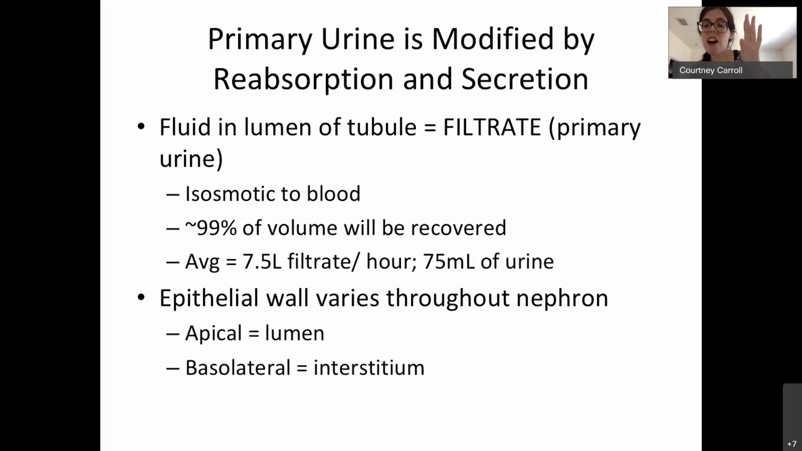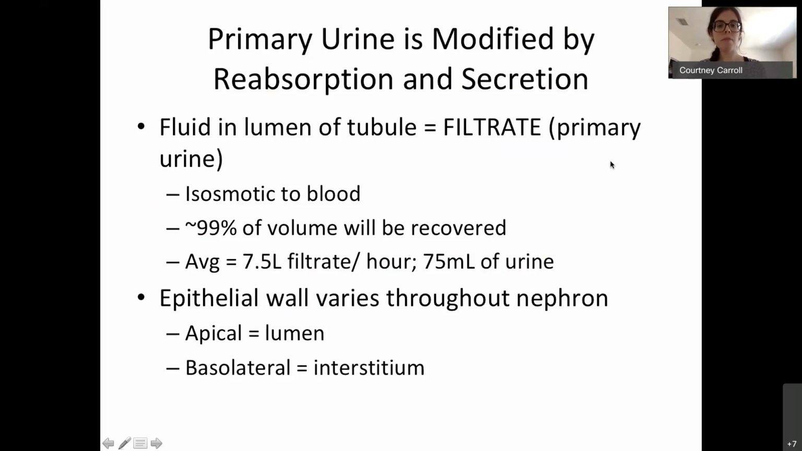Most of the stuff that goes through the basolateral membrane of our epithelial tissue into our interstitial space is going to pass back into our capillaries. So apical into the lumen, talking about the filtrate. Basolateral, interstitial side, talking about the blood. Basolateral, blood. That's a good way to remember it.